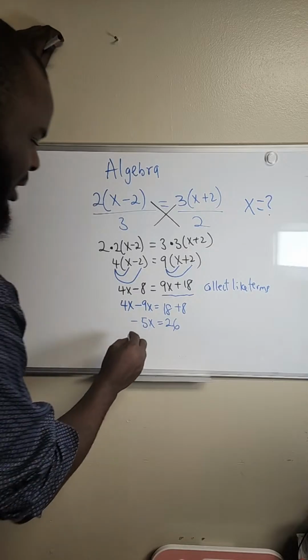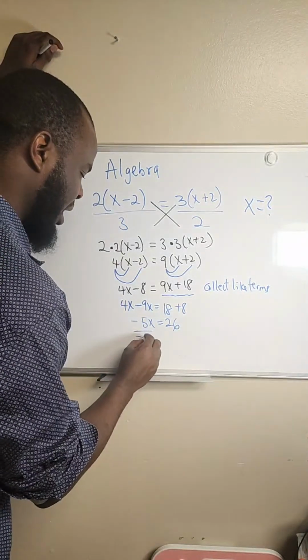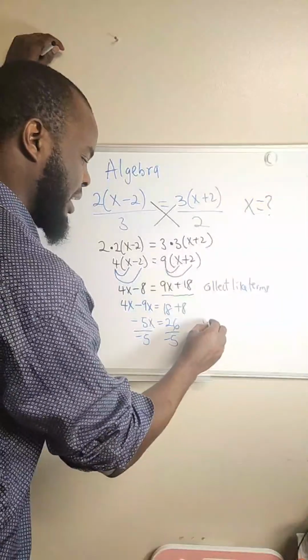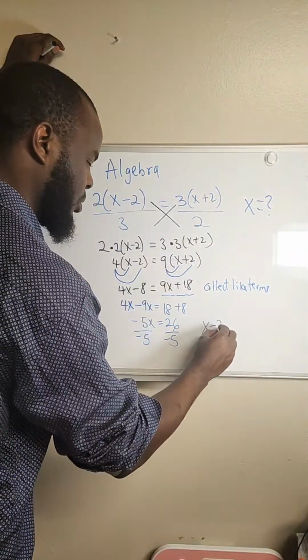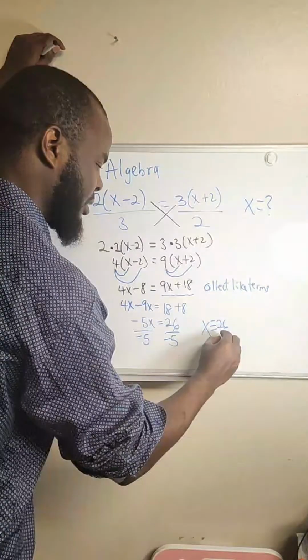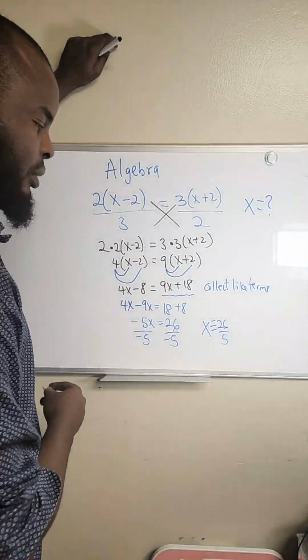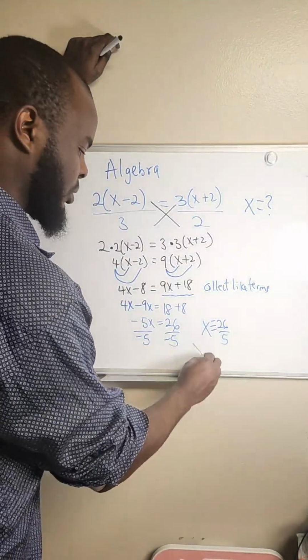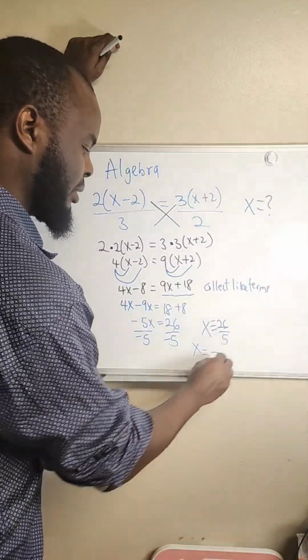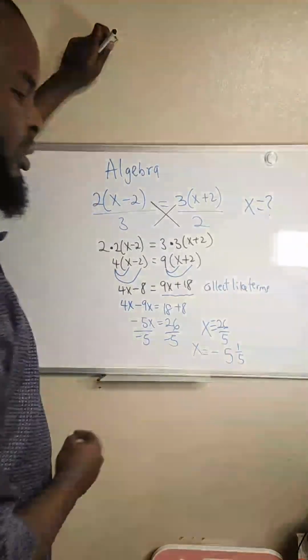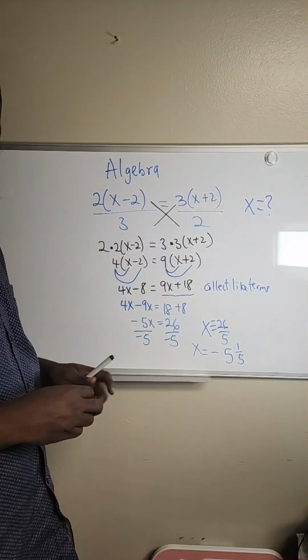Next, we divide by the coefficient of x, which is negative 5. So finally, x is going to be negative 26 over 5. But since we want to simplify, you're going to put this as a mixed fraction. So your x is going to be negative 5 whole number 1 over 5. So this is the final answer for x.